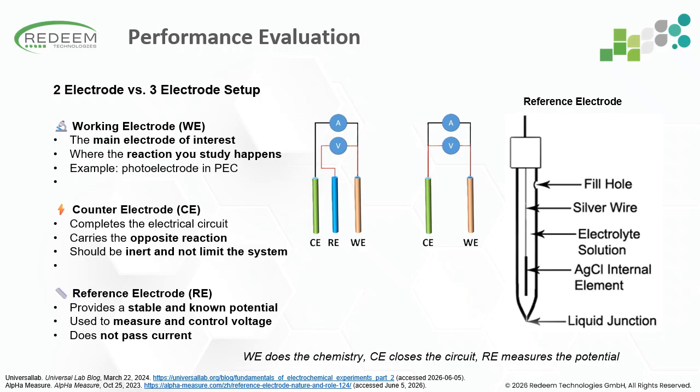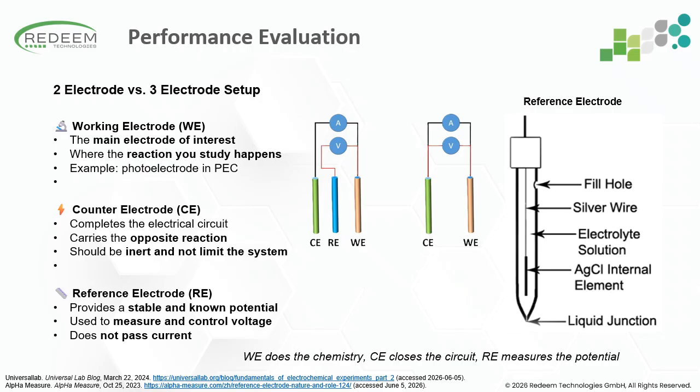In addition to the working and counter electrode, here it includes a so-called reference electrode, which provides a stable and well-defined reference potential. So this allows us to accurately control and measure the potential of the working electrode independently of the current flowing through the cell. The working electrode is where the photoelectrochemical reaction takes place, so this should be photoactive in our case, and where the material under investigation is deposited.